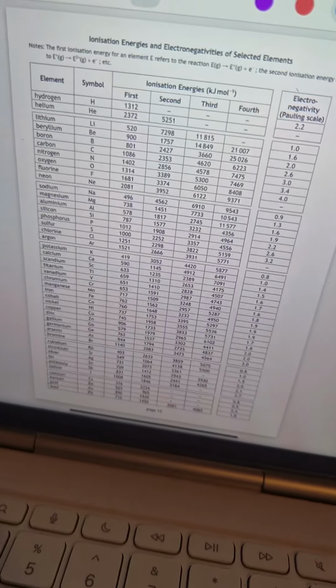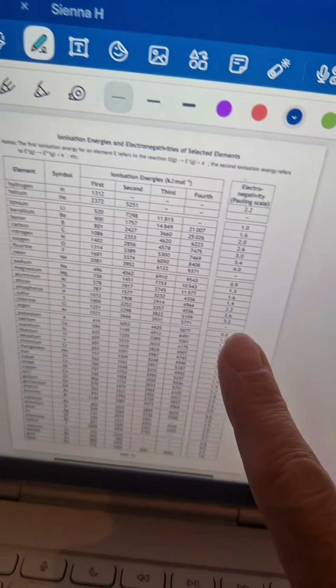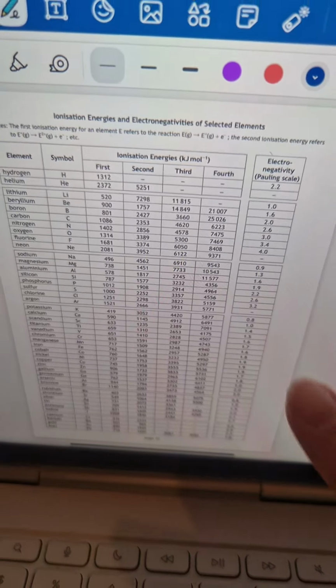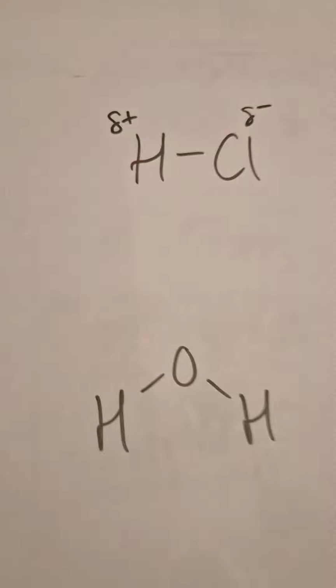Let's start off with this one. We've got hydrogen, and if you go to page 12 of your data booklet, you'll see hydrogen's electronegativity is 2.2 and chlorine's is 3.2. Because chlorine's electronegativity is higher, that means it's going to end up being partially negative. The more electronegative one becomes negative. So then all we do is actually label those on our wee molecule.